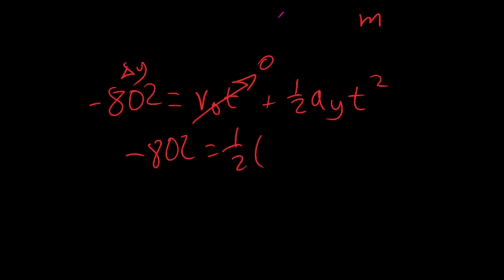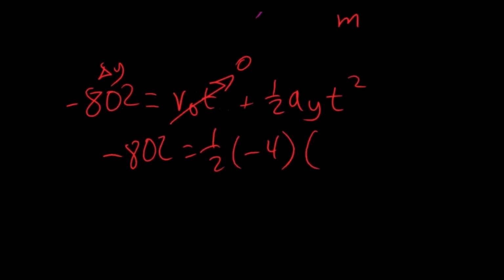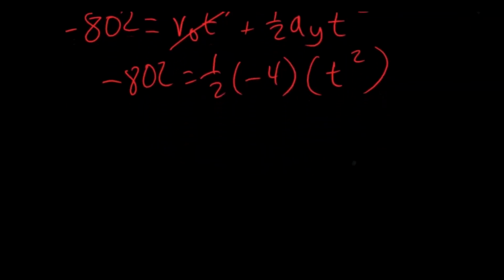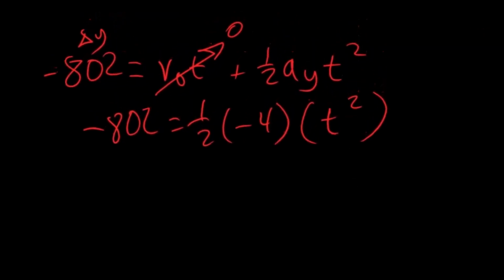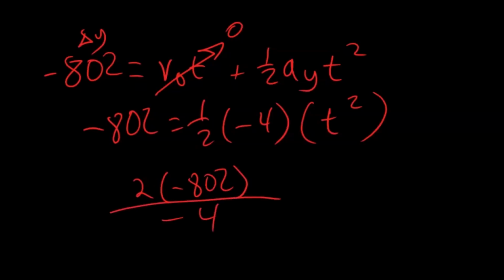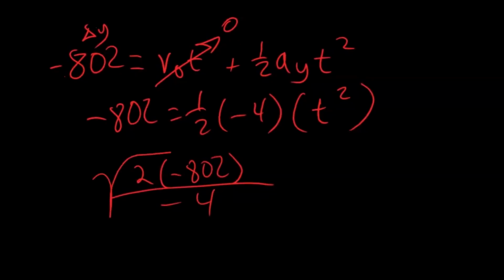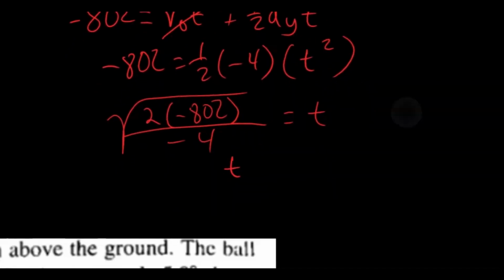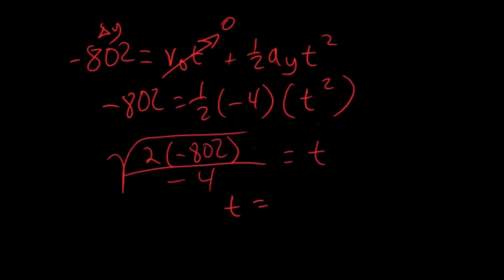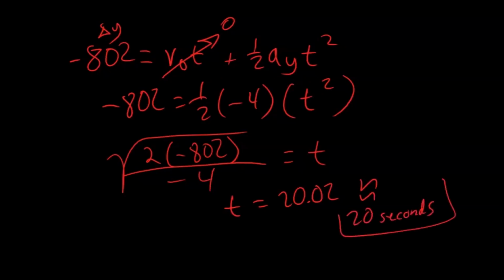So 1/2, we know what a is. The acceleration due to gravity is just -4. And then that time is what we're trying to find, so it's just t squared. So now we just want to isolate and find what t is. We can multiply 2 on both sides, and then divide by -4. And to cancel out that t squared, we can just take the square root to give us t. And so t is equivalent to about 20.02 seconds, which is around 20 seconds.